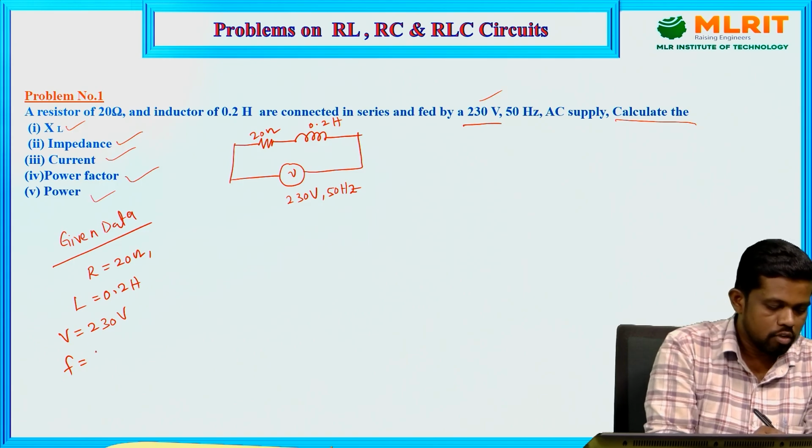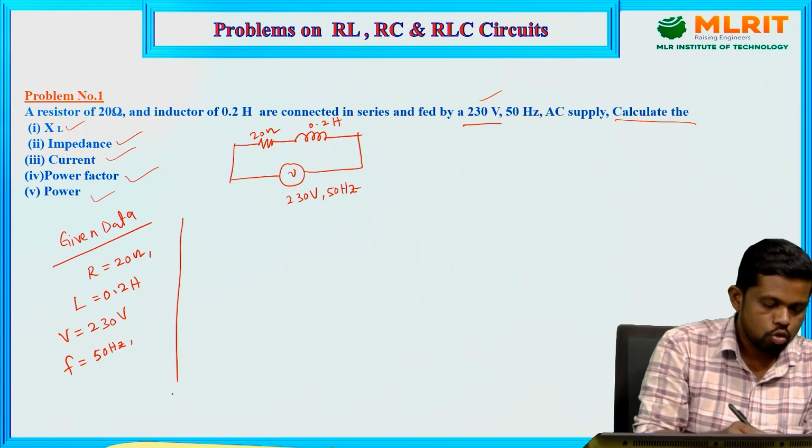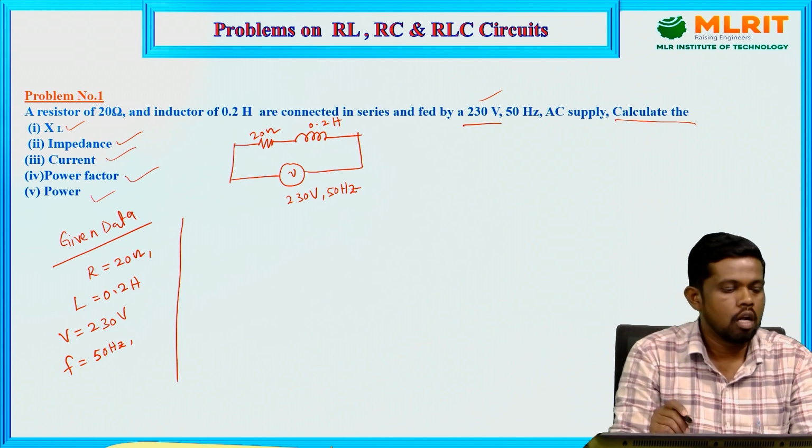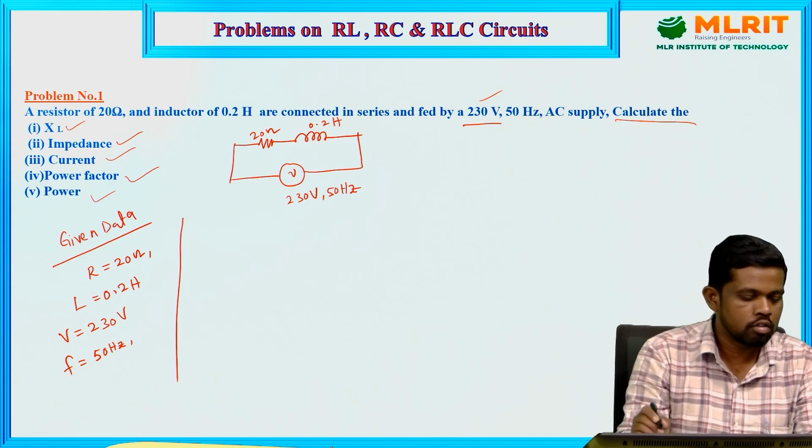The frequency is 50 hertz. Based on this, we need to find the inductive reactance, the impedance offered by the network, the current value, as well as the power factor and power consumption of the RL series circuit.